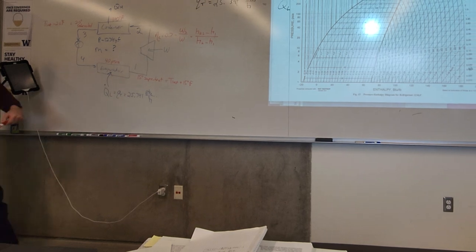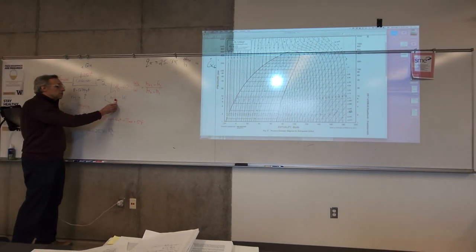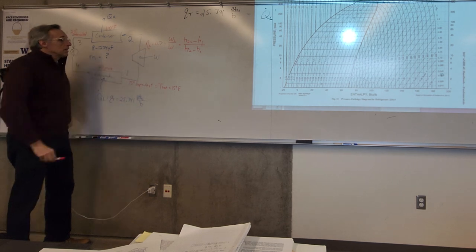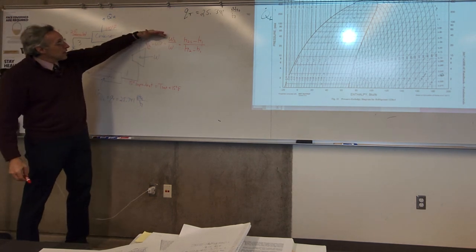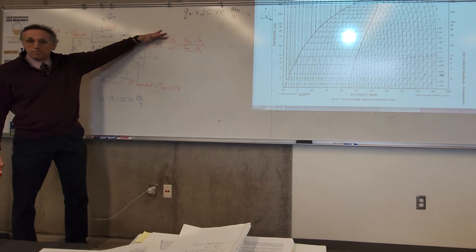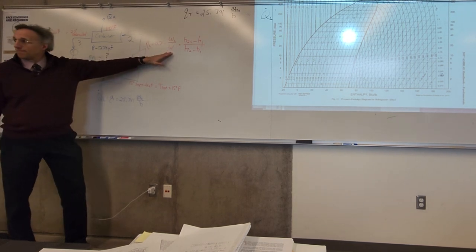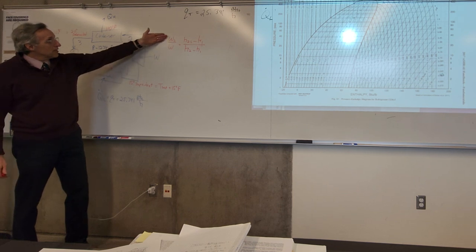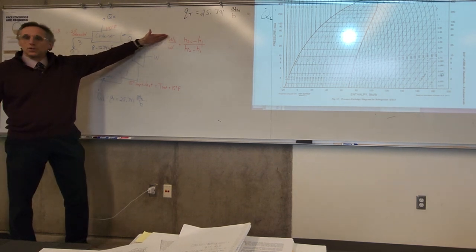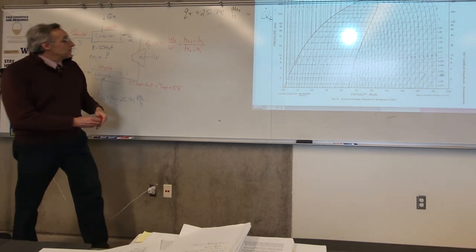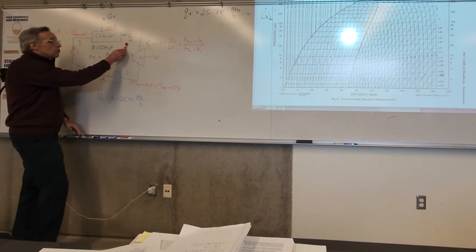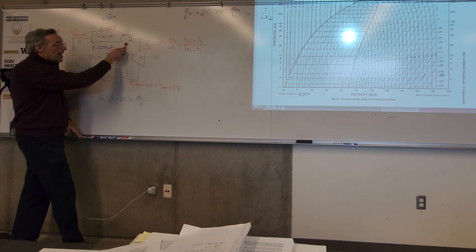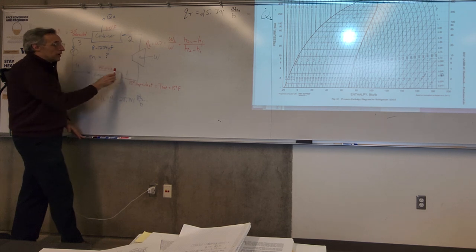And then the other thing we're told is that the compressor has an isentropic efficiency of 70%. So that is the ratio of the ideal work over the actual work. So we come within 70% of being ideal. And that's also equal to h2s minus h1 over h2 actual minus h1.